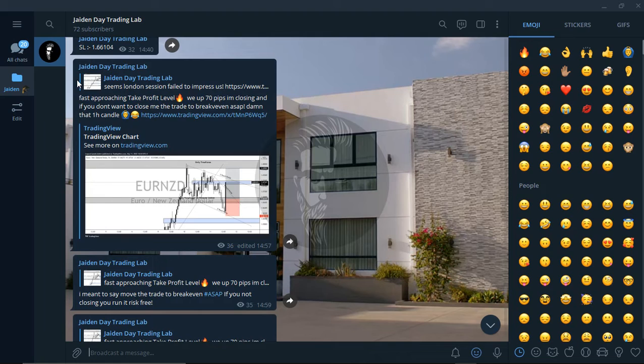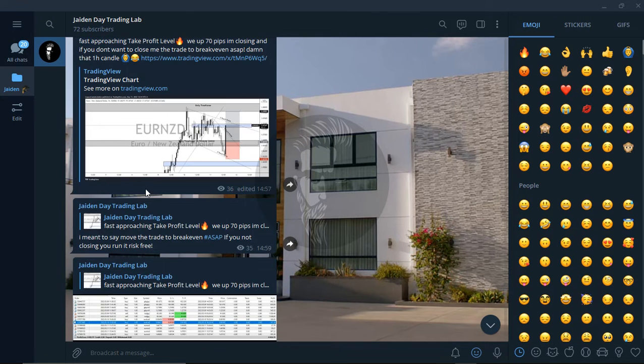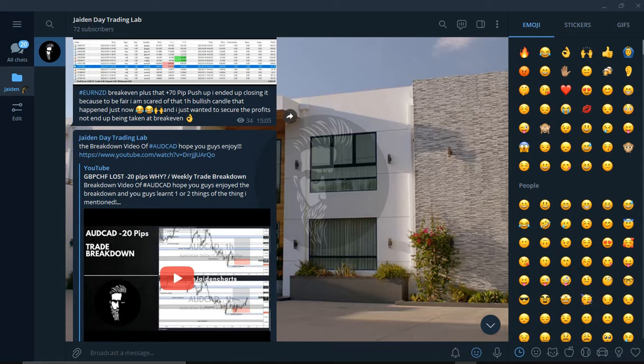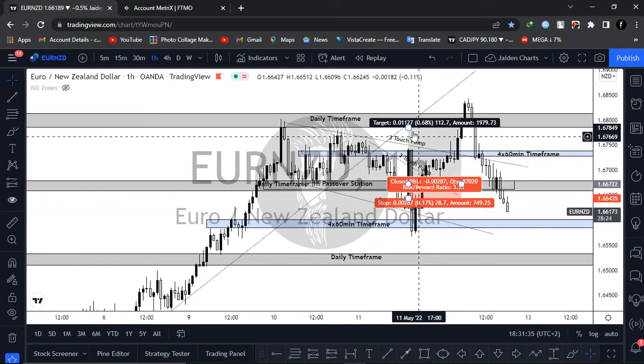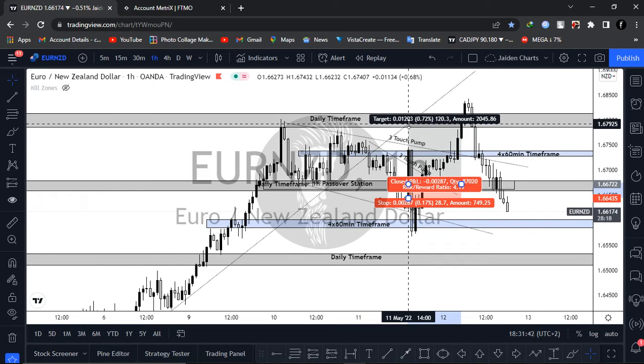Let me see what I actually said. You see, I said fast approaching take profit level, and we're up 70 pips. I'm closing, and if you don't want to close, you can move the trade to break even. That is exactly what I said. You can move the trade to break even, or you can close it right now if you want to secure profits. Because I was just scared of what was going to happen. So we ended up closing around somewhere right around here with a 72 pip trade.